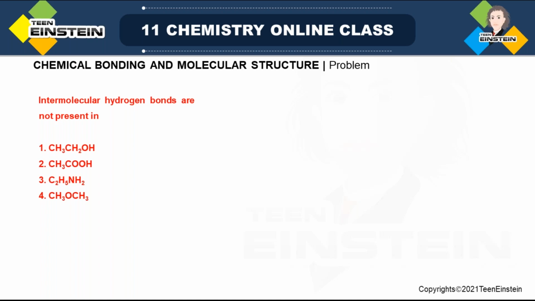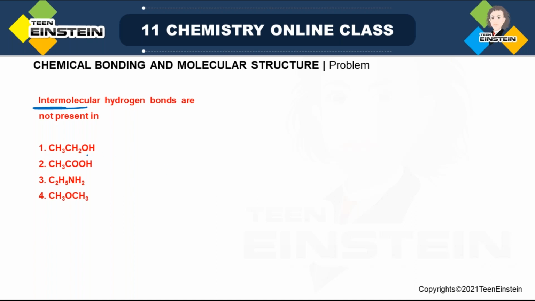Hydrogen bonding related problem. Intermolecular hydrogen bonds are not present in what? That means in the rest of the 3 molecules, there will be presence of intermolecular hydrogen bonds. Inter, it is not intra, so it will be between 2 individual molecules.